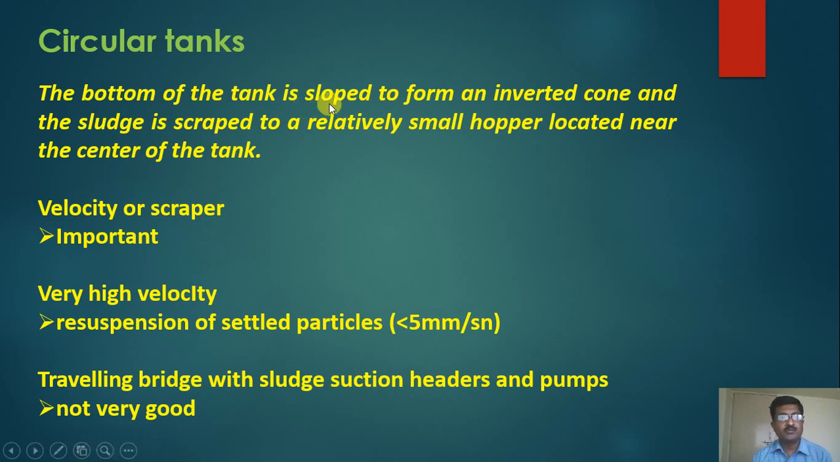In the circular tanks, the bottom of the tank is sloped at the center in the form of an inverted cone, and the sludge is scraped to a relatively small hopper located near the center of the tank. Now, very important is the velocity of the scraper, which is an important parameter in the design. It is maintained so that there is no hindrance in the sedimentation process. The velocity of resuspension of the settled particles is less than 5 mm per second, remember. So these velocity parameters are important in the circular tank.